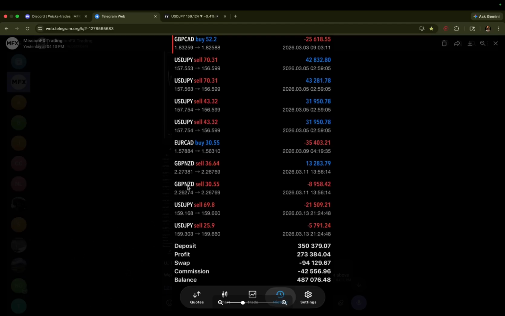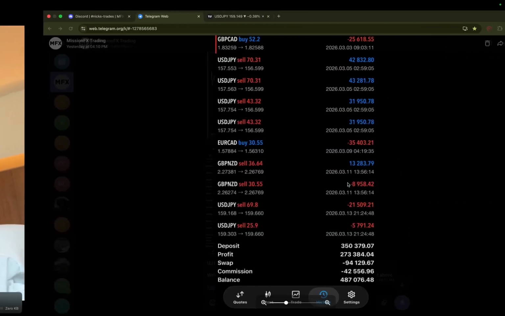GBP NZD, I had 2 entries on that. I think I was risking 80,000. I can't remember, 70, 80,000, 75,000. This ended up coming back, and I ended up closing at a small net profit. So 13K on the first entry. On the next one that I added in profit, that was a 9K loss. So it roughly came out to break even, a little bit of profit after the fees and commissions.